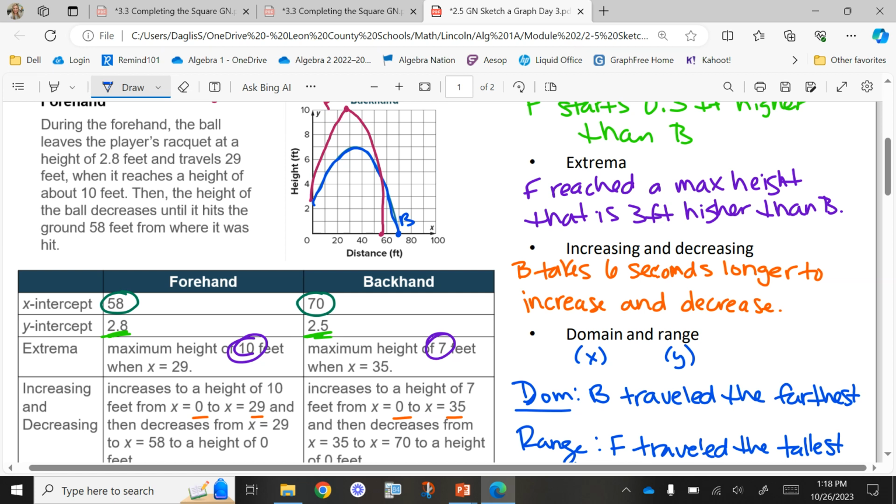Why did you say travel the highest and the tallest? Same thing. Yeah, if you put highest, you're not wrong. If you said travel the highest, that's okay.